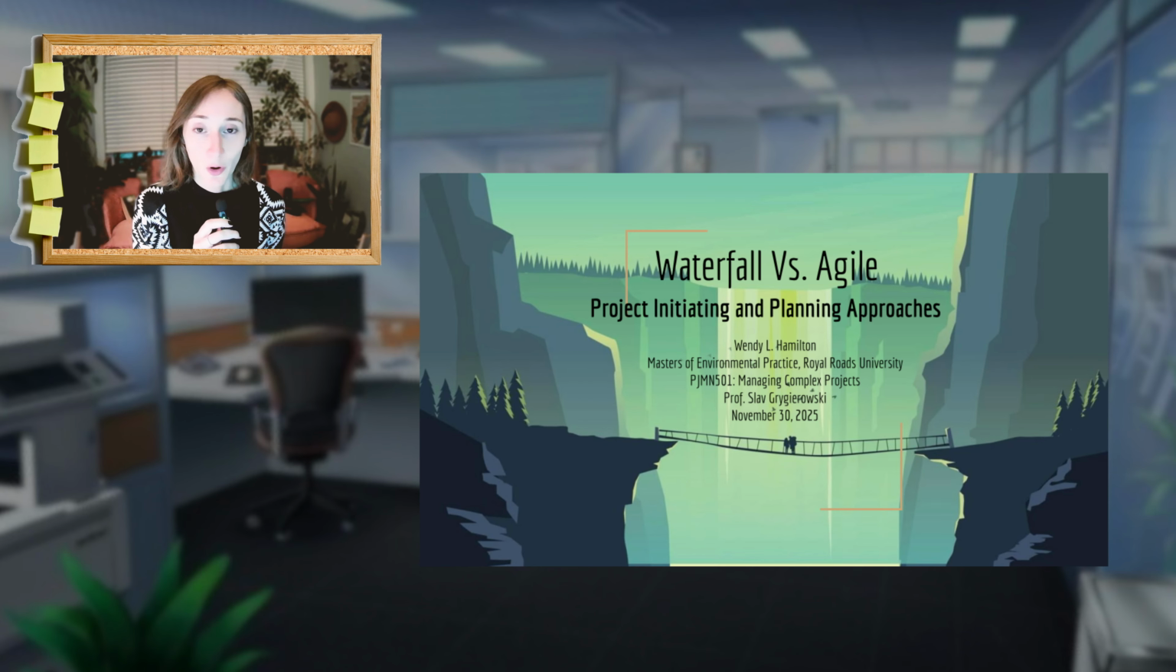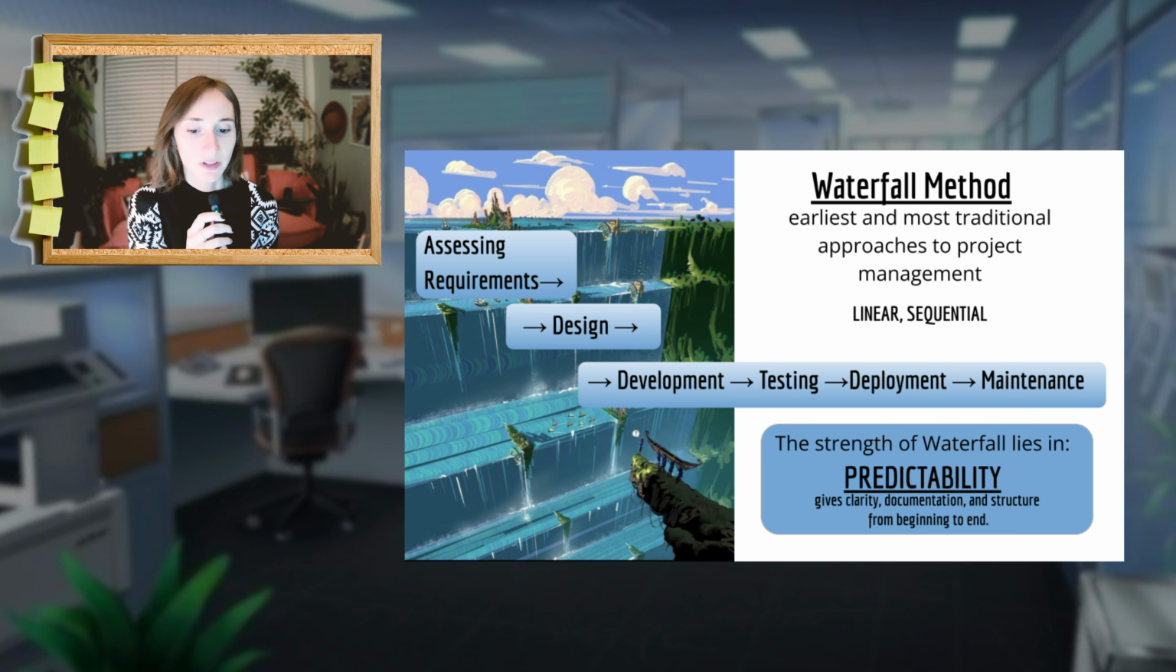Today, we'll be comparing the waterfall versus agile methodologies and how they approach the project phases of initiation and planning. The waterfall method is one of the earliest and most traditional approaches to project management. It works in a linear, sequential way, like a staircase you move down one step at a time, or a waterfall. Changes are difficult and costly once a phase is complete, so you complete one phase fully before moving on to the next. Very little looping back. The strength of the waterfall method is in its predictability. When requirements are stable and unlikely to change, waterfall gives clarity, documentation, and structure from beginning to end.